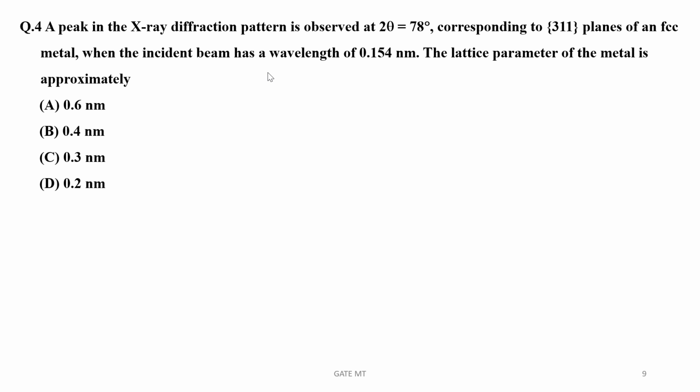So the clue is you have two equations. d is equal to a by root of h square plus k square plus l square, and 2d sine theta is equal to n lambda. So based on these two equations, please try to solve this question in 2 minutes, please.